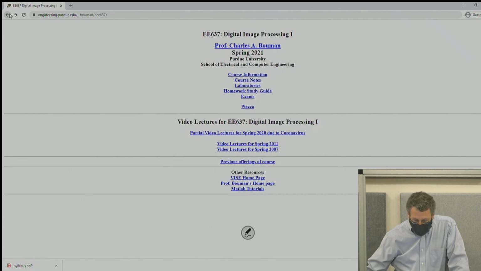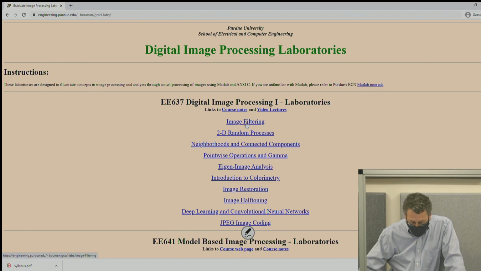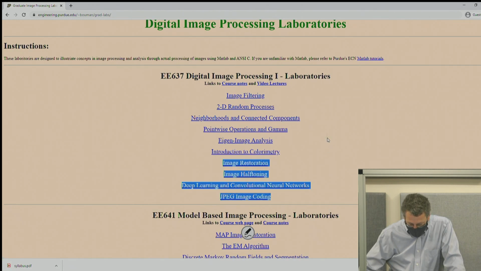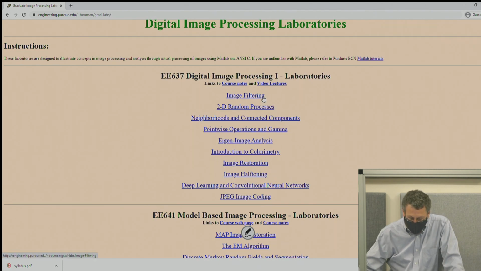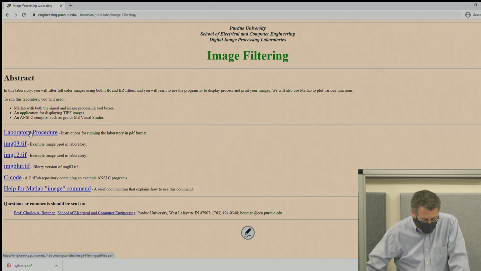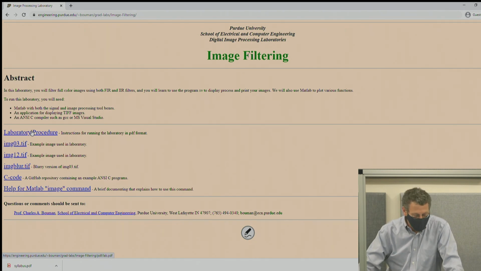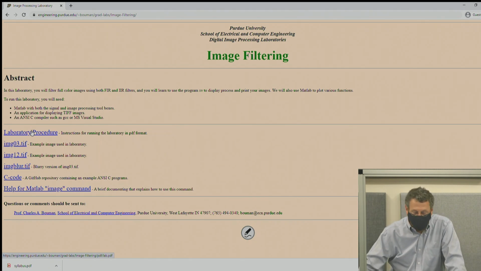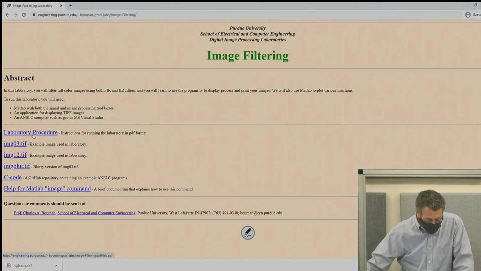Okay. Now, the labs. The first lab is image filtering. This is the web page for the labs, the labs for 637, which is the course I'm teaching right now. If you have a background in computing, this is going to be pretty easy for you. If you don't, it could be hard, so we have to bring everybody along.